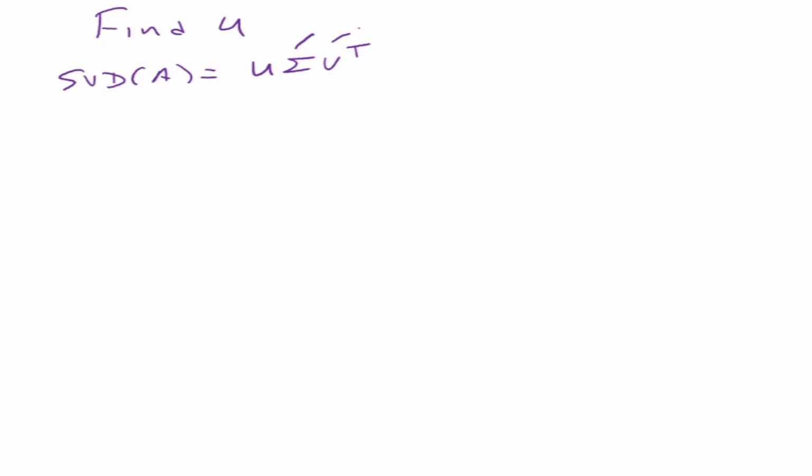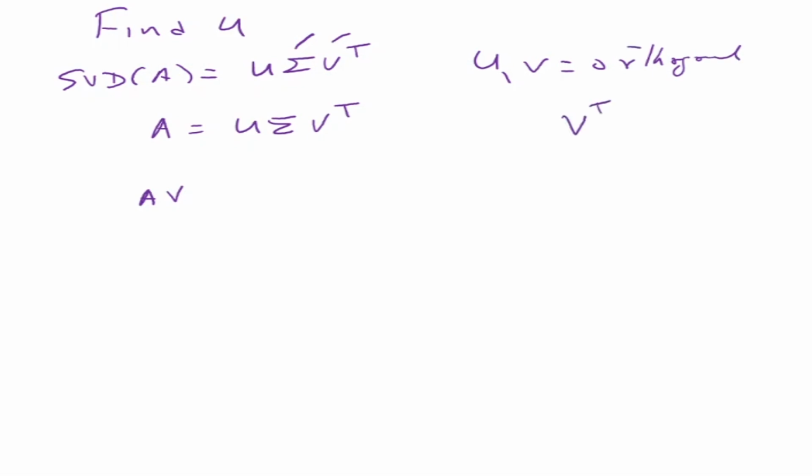From the equation A = U sigma VT, I multiply A by V, bringing VT to this side. U and V are orthogonal matrices, which means V transpose is equal to V inverse. So from this equation I get A V is equal to U sigma.